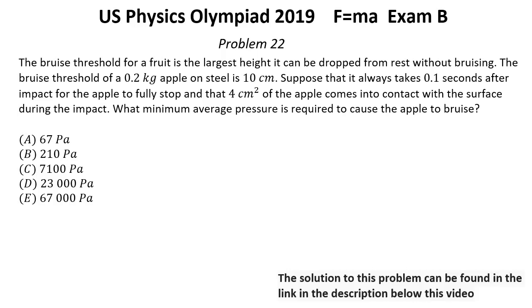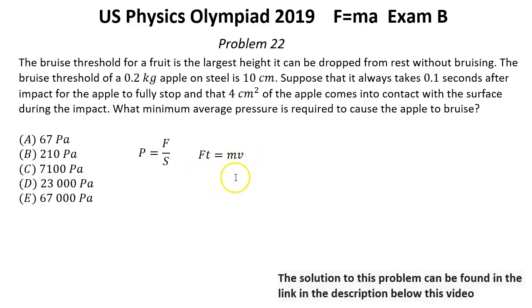Solution for problem number 22. To find the minimum average pressure required, we need to find the average force, because pressure equals force over area of impact. To find the average force, we have to find the change of momentum, which we can find from the impulse formula: F t equals the change of momentum, m v.